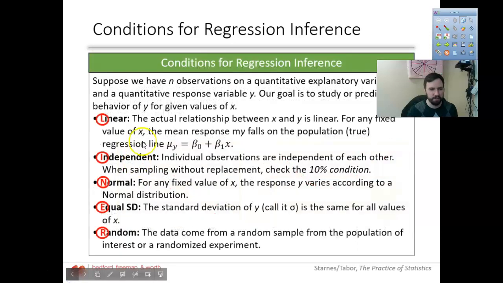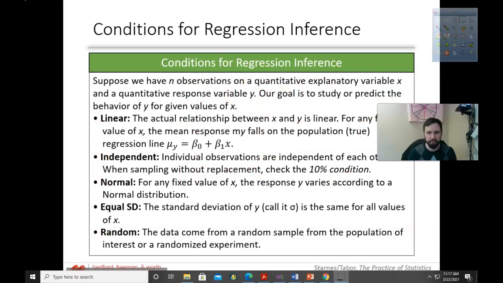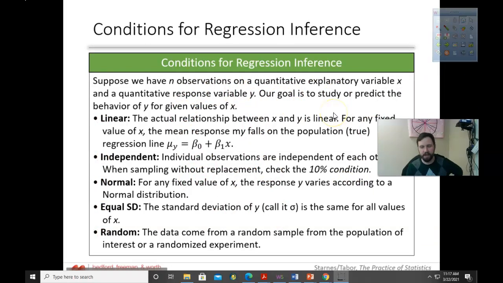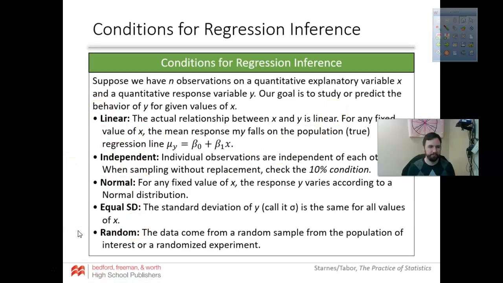I'm going to go through each one of these in more detail, okay? So if you want to stop and copy this, great. If not, you can wait for the next slide. But remember LINER: Linear, Independent, Normal, Equal standard deviation, and Random.